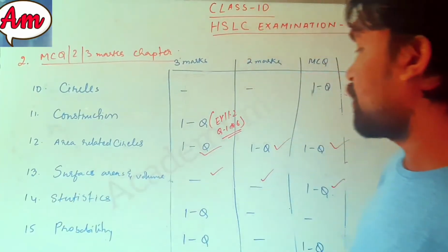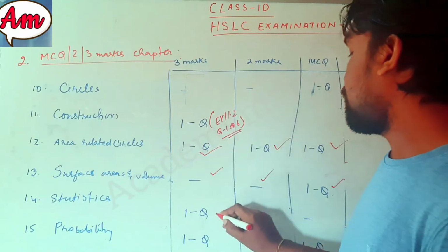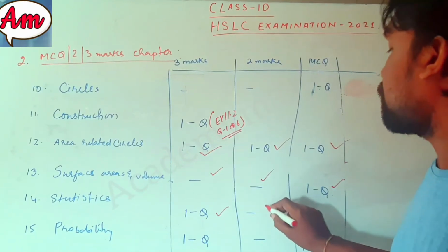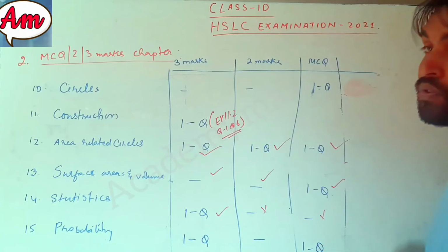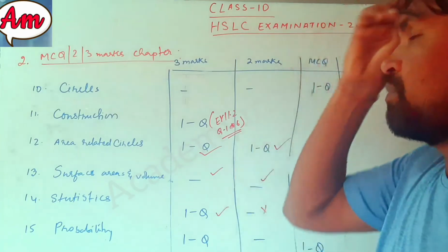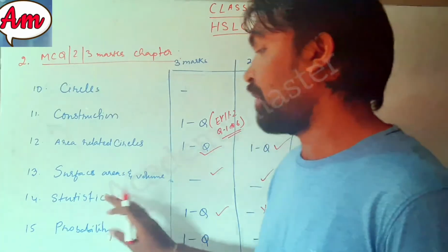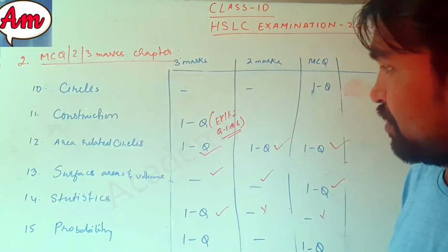Statistics, chapter number 14, you will get one 3 mark question from here. There will be no 2 mark question from statistics, and no MCQ also. You don't need to study chapter 14 MCQ, it will not be coming. And in the 5 mark section also 1 question will be coming from here.